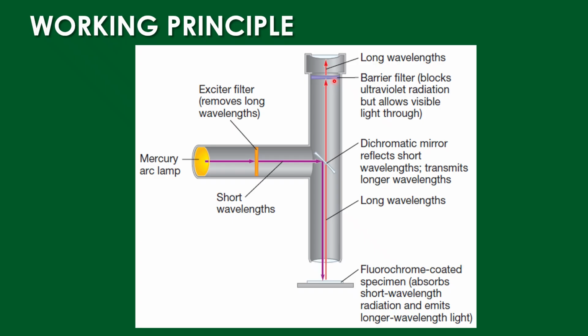Here through the barrier filter the UV rays are blocked and the longer wavelength light alone passes. So here the dangerous UV light, after crossing the barrier filter, becomes non-dangerous normal light, and by using this eyepiece or ocular lens we can visualize the object of the specimen. That is, the object which is placed in the specimen.